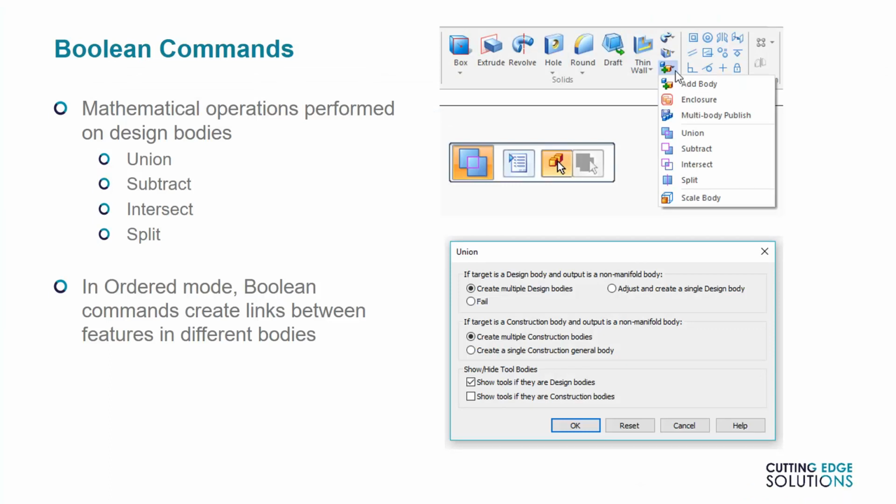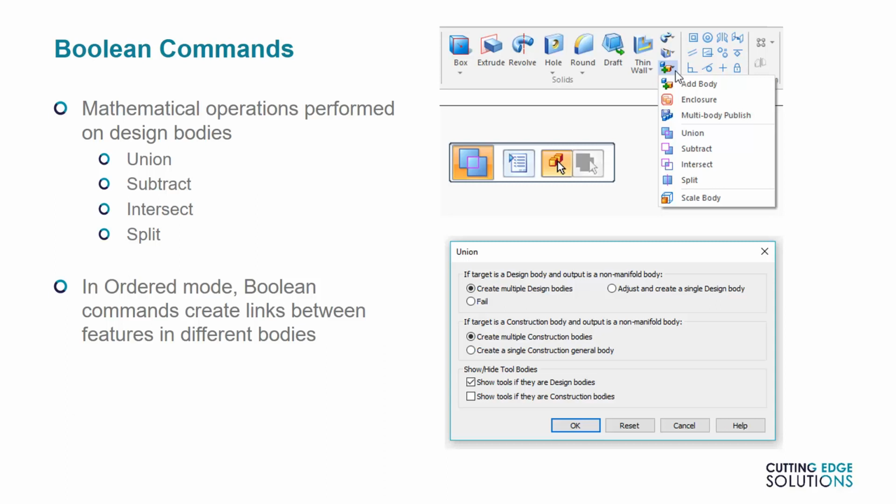These commands are mathematical operations, all designed to create and manipulate design bodies in a part. The main ones are union, which joins together two intersecting bodies, subtract, which removes the intersecting geometry of one body from one or more other bodies, intersect, which creates a brand new design body where two or more overlap, and split, which cuts design bodies into more bodies by using a splitting surface or another design body.